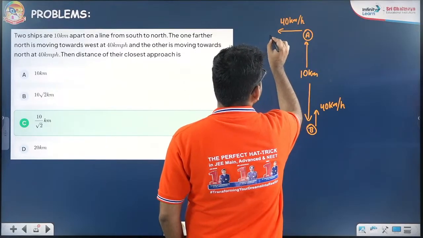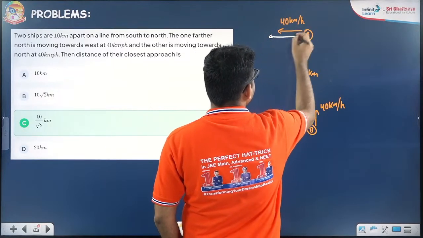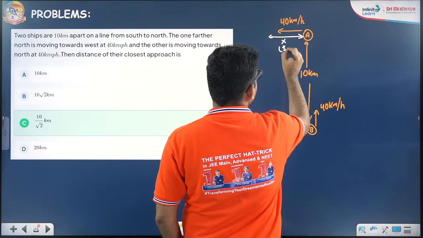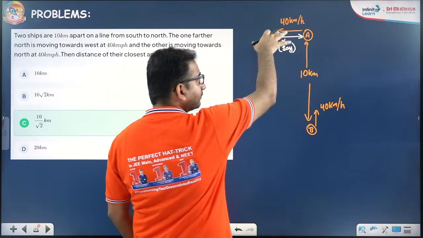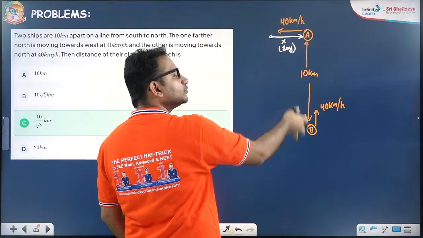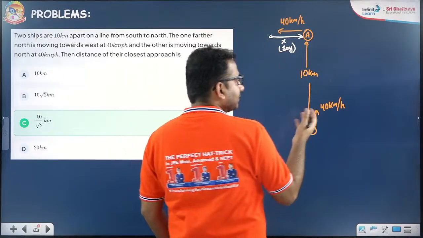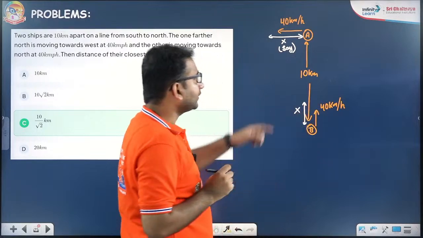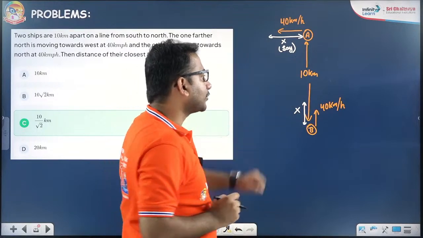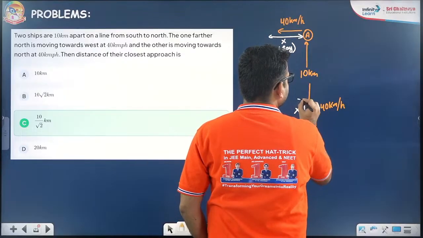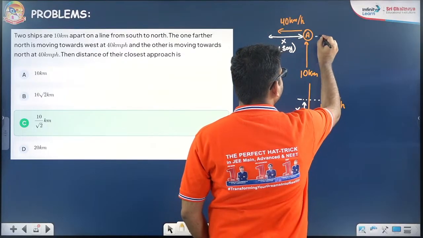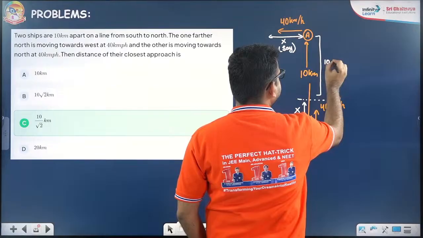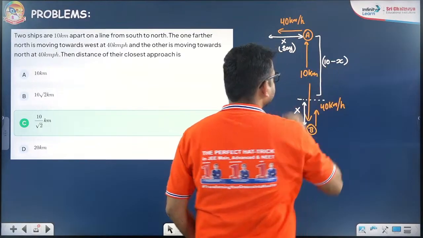suppose this distance is x. It has traveled a distance x here, suppose. Then in the same time, since this ship B is also moving with the same speed, definitely it would have traveled x only. If this has traveled x, then this would have traveled x. Then the separation from here to here will be 10 minus x kilometers.